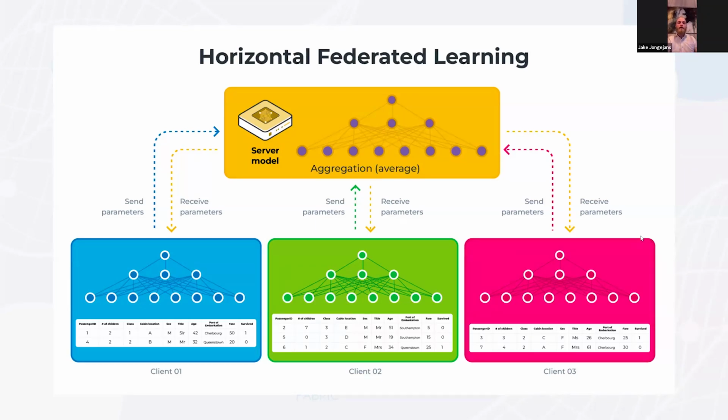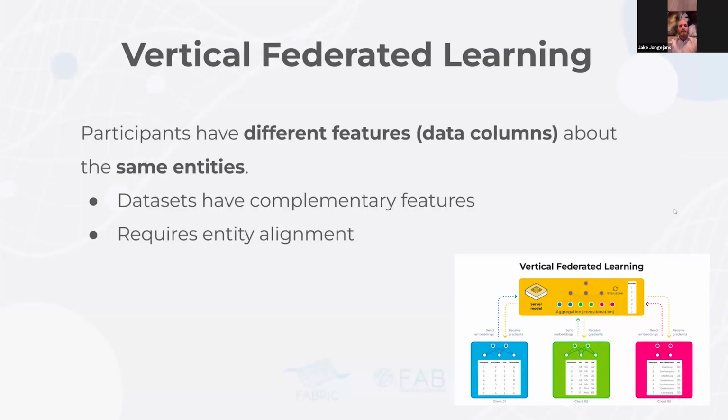So the server can communicate with client 1, give it the parameters that it needs. It will then compute its own cycle and send the parameters back to the server, and then the server can communicate with the next client, and that goes on and on. The other version is vertical federated learning. In this case, we have different data in different places.